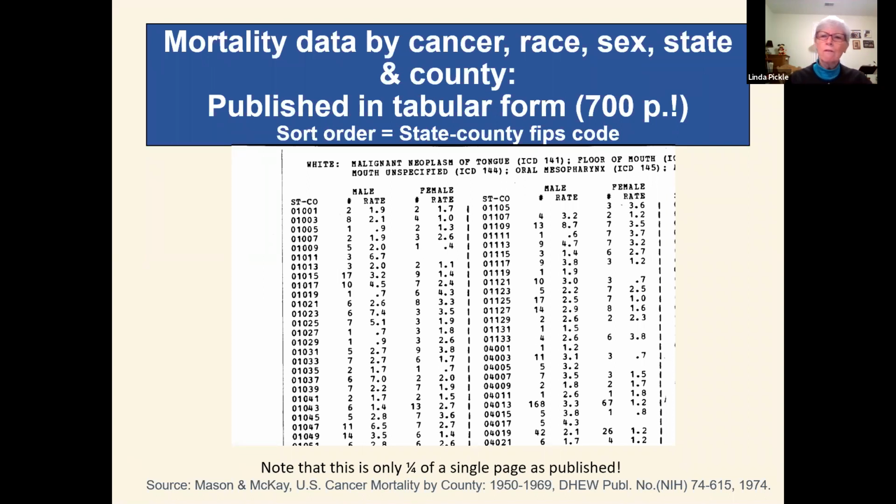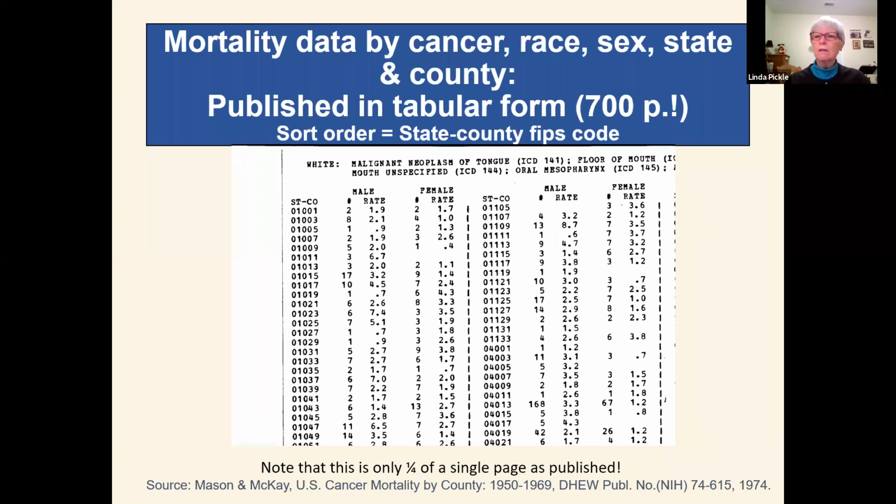The sort order of all these cancer statistics was alphabetic. It's alphabetic by state and then alphabetic by county within state. There's no way to see any geographic patterns in this data. Now, it was good if you had a question of what is the rate in such and such a place. You could look that up just fine, but you couldn't judge patterns.